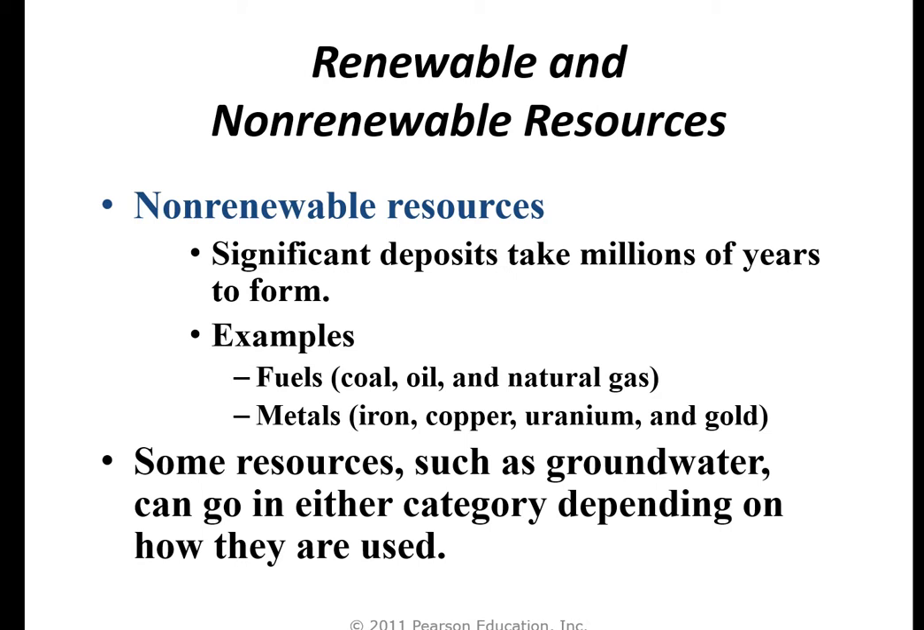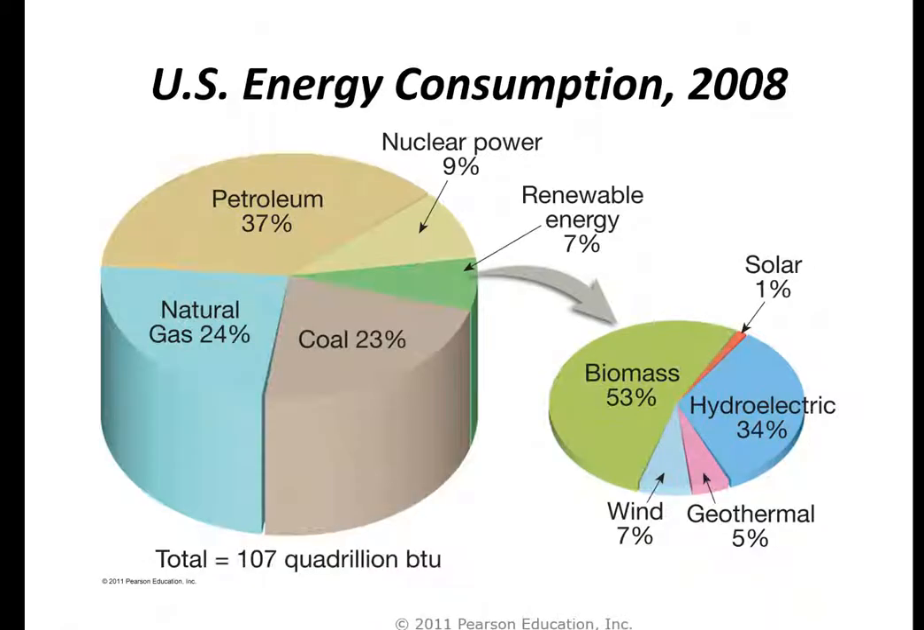And then the non-renewable resources. These are significant deposits that take millions and billions of years to form. Examples of this would be fuels: coal, oil, and natural gas, and various metals like iron, copper, uranium, and gold. Some resources, such as groundwater, can go in either category depending on how they are used.